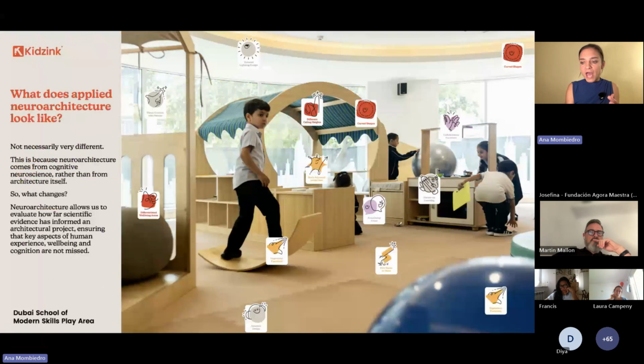And very often people ask, what does applied neuroarchitecture look like? And actually, it doesn't look very different, because the way the architecture looks is the role of the designers. You know, creativity is unleashed if you produce applied neuroarchitecture. So what does actually change? Well, neuroarchitecture allows us to evaluate how far scientific evidence has informed the architecture project.